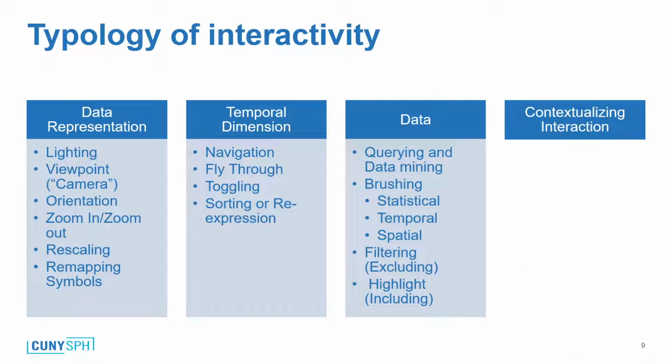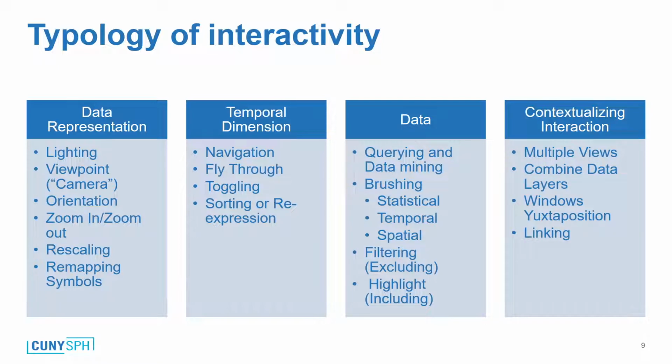And in the fourth level of interactivity, we have the contextualizing interaction. That contextualizing interaction is related to having multiple views of the data or multiple views of sources. We can combine different data layers. We can have juxtaposition of windows. We can link data.